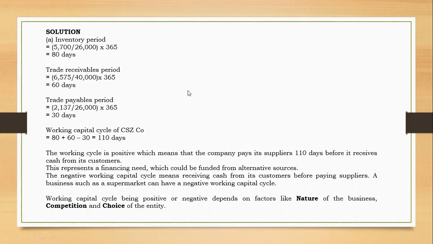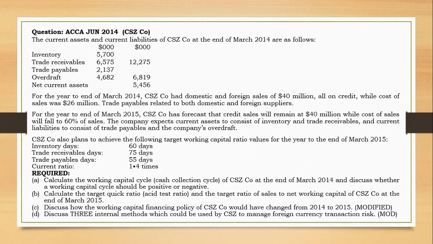Now, in the next session, I'll go into the next video, but not this one. In the next videos, I'll explain this part B, which says calculate the target quick ratio and the target ratio of net working capital at the end of March 2015. So this is what we'll do next.